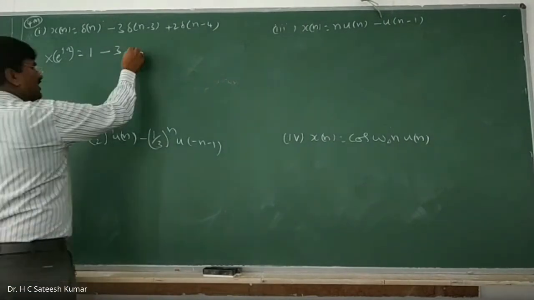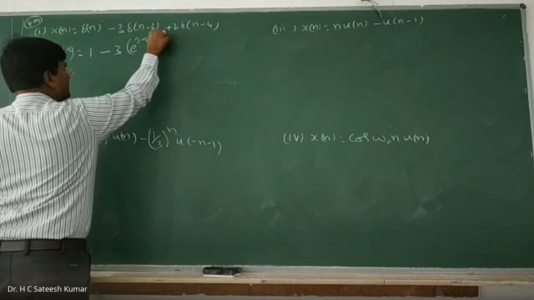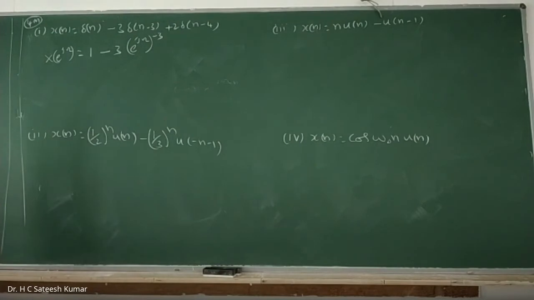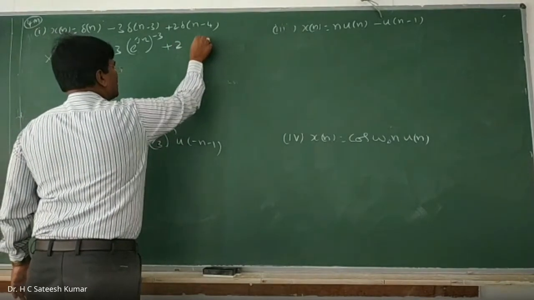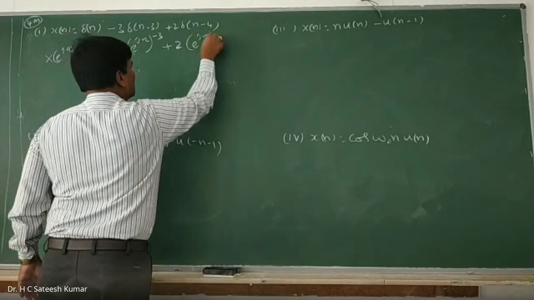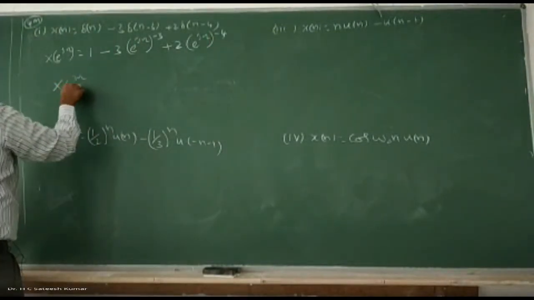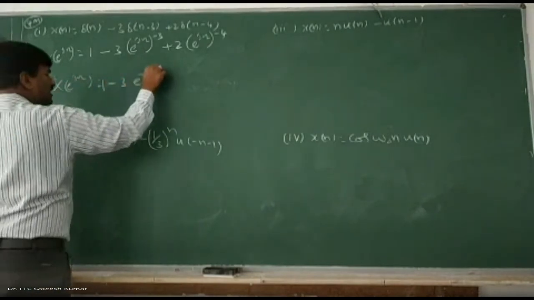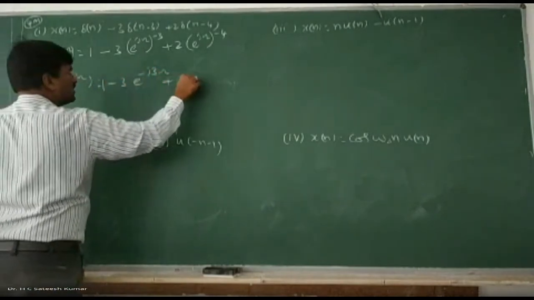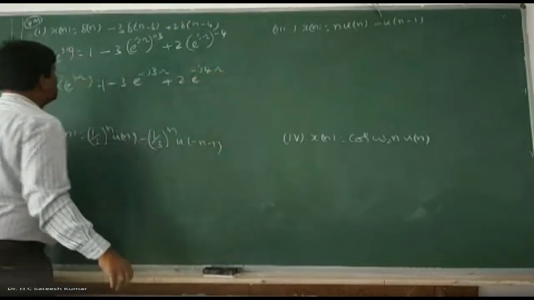Z to the power of minus 3 means what? E to the power of j omega whole to the power of minus 3, since z is replaced by e to the power of j omega, plus 2 into e to the power of j omega whole to the power of minus 4. Therefore, x of e to the power of j omega is equal to 1 minus 3 into e to the power of minus j3 omega plus 2 into e to the power of minus j4 omega. That's it. This will fetch you 1 mark.